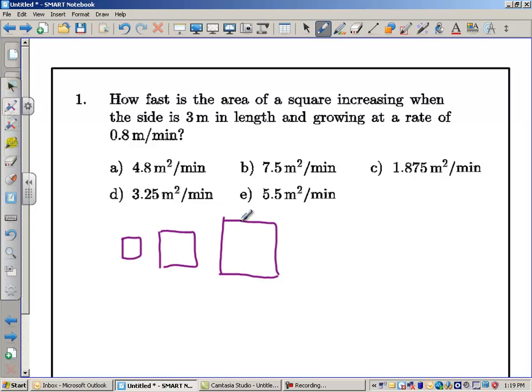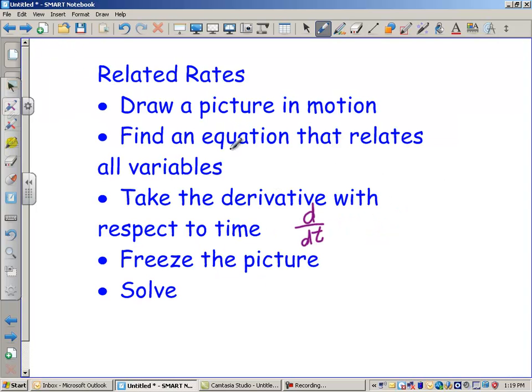Alright, so I draw my picture in motion, and then I'm going to find the equation that relates all my variables. And this is the hard part. What equation relates all of this stuff? Well, I've got an area and I've got a side length. So the equation that relates this is area equals one side squared. So I've done the first two parts. Let's look at those again. Draw a picture, find an equation.